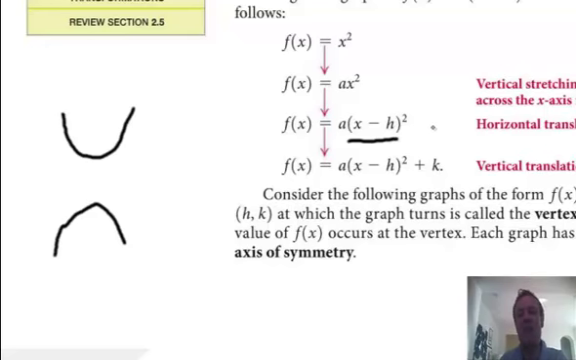And think about it, if that was, say, x minus 3 all squared, I'd be moving it 3 to the right. If I have this here, this is the vertical translation. Again, if I had plus 3 at the end there, plus k, plus 3, I'd move it up 3.